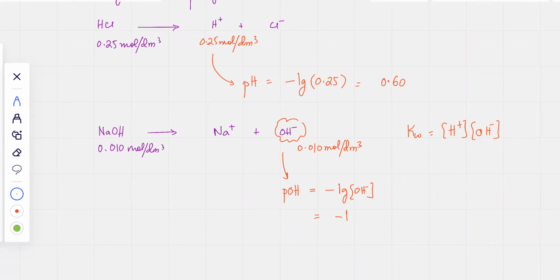It's minus log of 0.010. So that's coming out to be exactly 10 power minus 2, so it's obviously coming out to be 2. And you know that the identity is that pH plus pOH is equal to 14. So you don't know what pH is, but you know what pOH is. So it's going to be 14 minus 2, and that's going to give you 12. So the pH is coming out to be 12. Is this clear?